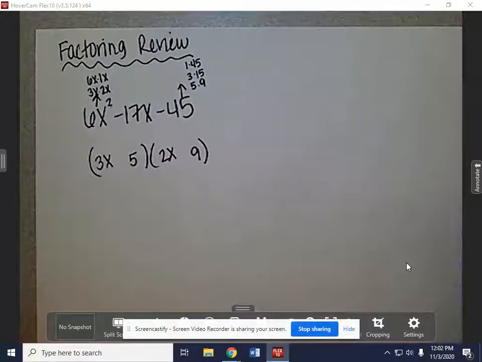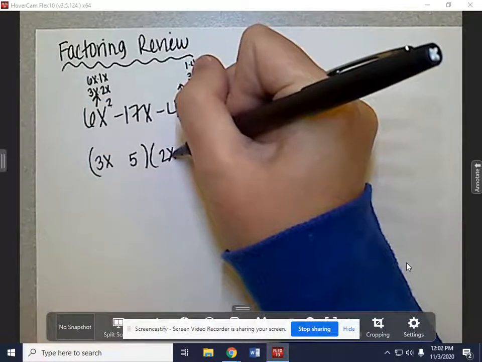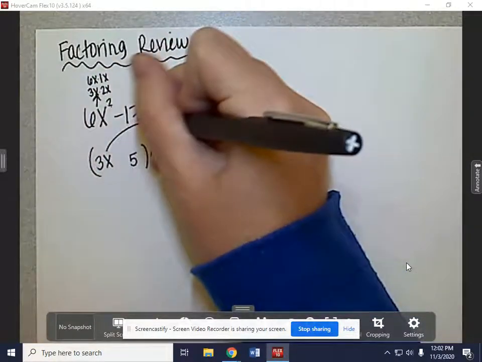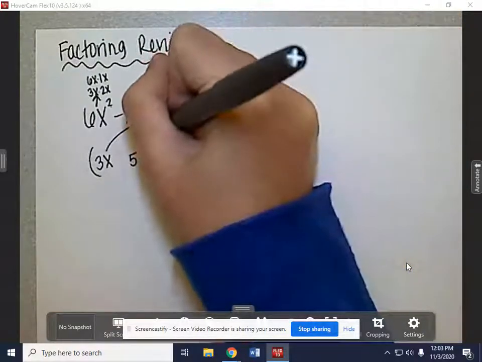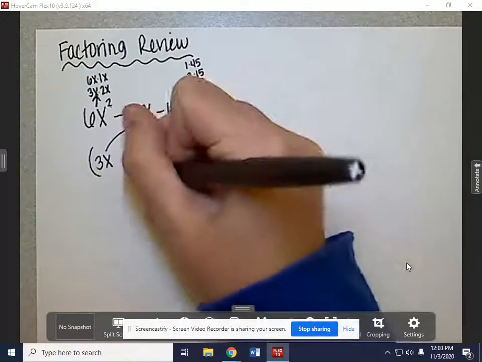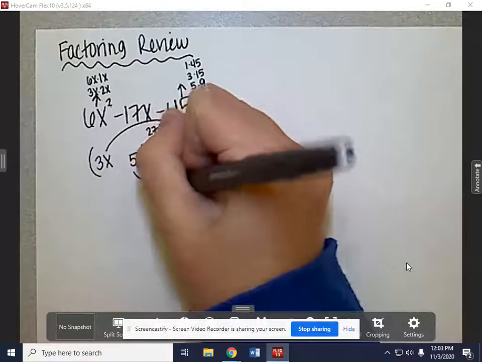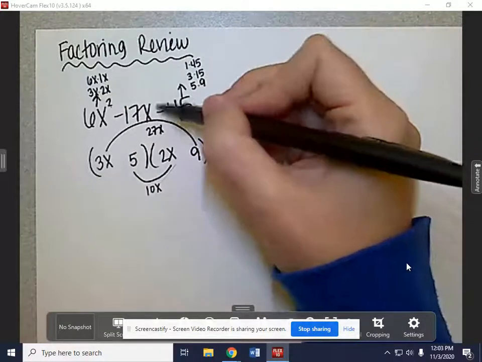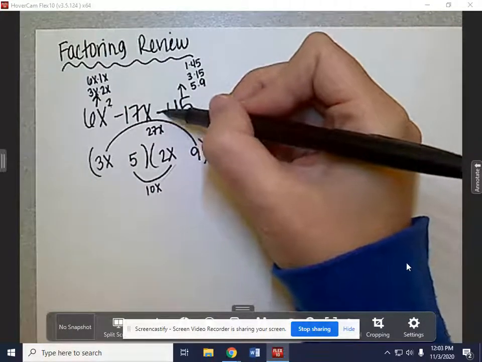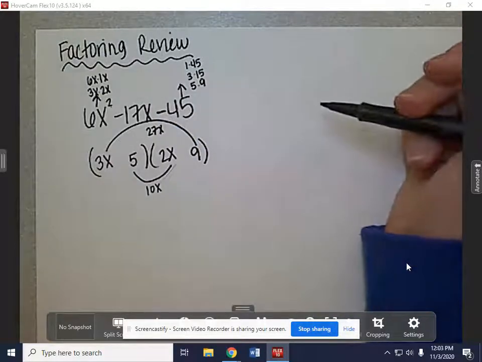And then what you're always doing is basically just checking. We know that 3x times 2x, if I distribute it, is 6x squared. I want to check these two terms, multiply them together. That's going to give me 27x. Multiply these together, if I were distributing, to get 10x. If I did that last, I know I got 45. What I notice is that's a negative. If you ever have a negative for your constant term, that means your signs are going to be opposite. So you'll have one positive, one negative.